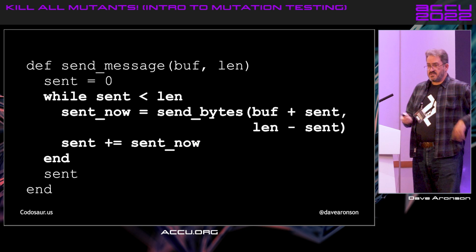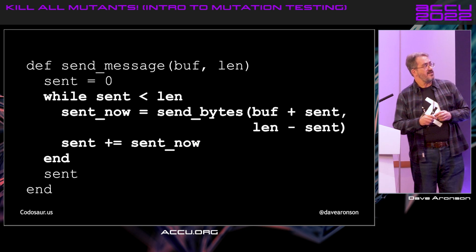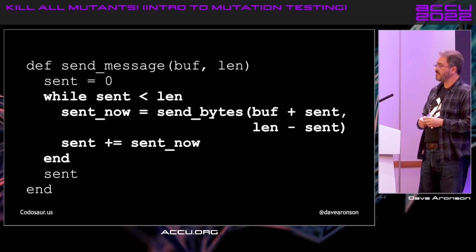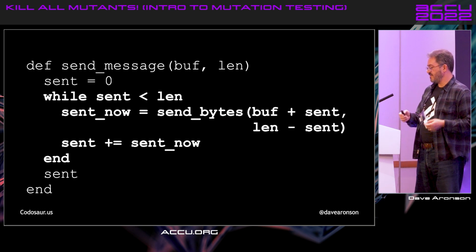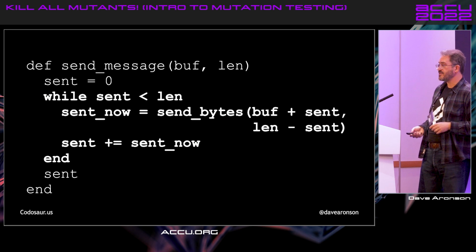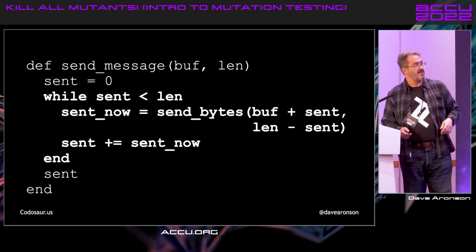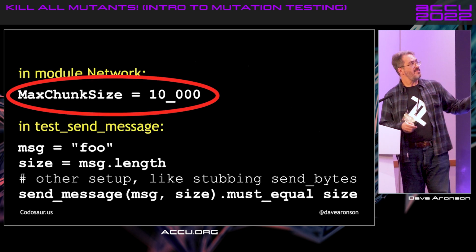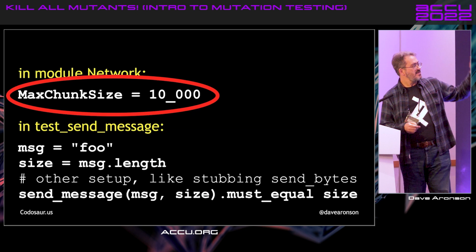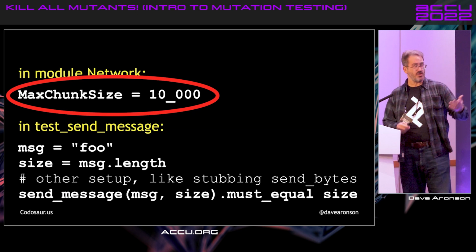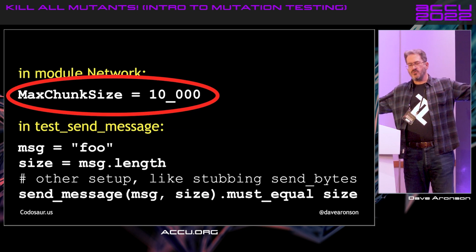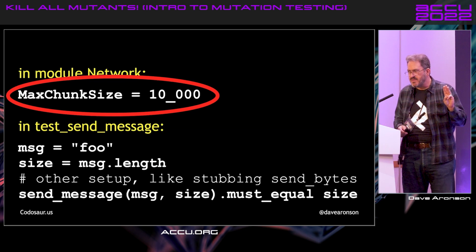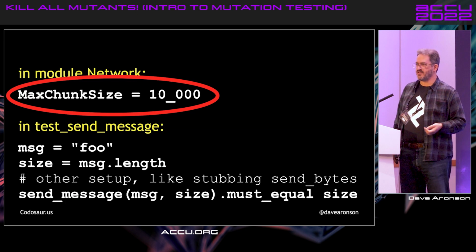In this case, it simply means we're not testing with a large enough message to make it go through that loop twice or more. And the biggest cause of that is just we're using a fairly small message by comparison. For instance, and here comes the previously hidden code. Suppose our maximum chunk size, what send bytes could handle in one shot, is 10,000 bytes, but for whatever reason, we're only testing with an itty-bitty little 3-byte message, or 4 if we have a null terminator.